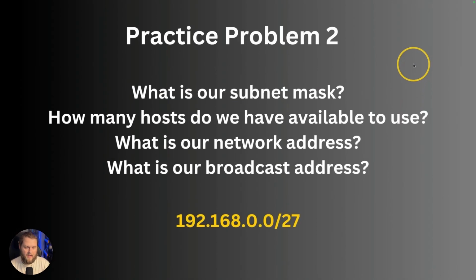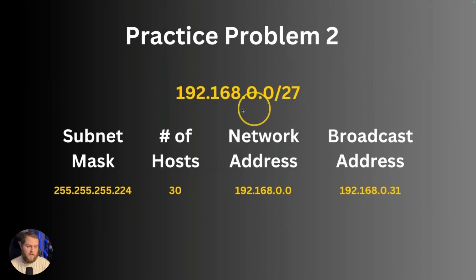Practice problem 2. Again, 192.168.0.0 /27. Now, this one's a little bit trickier because we're not talking about a /24, which is our easy one. We're talking about a /27. Again, how did we get to this? How did we get to our subnet mask, 255.255.255.224? How did we get to 224?